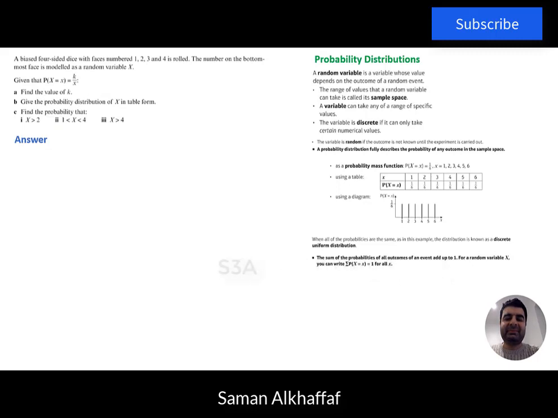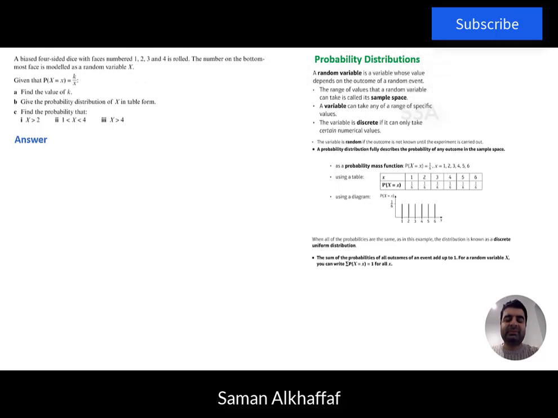In this example, a biased 4-sided dice with faces numbered 1, 2, 3, 4 is rolled. The number on the bottom-most face is modeled as a random variable X, given that P(X = x) = k over x. Now we are asked to find the value of k.